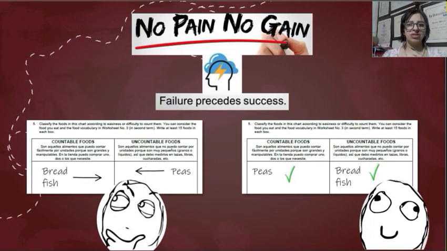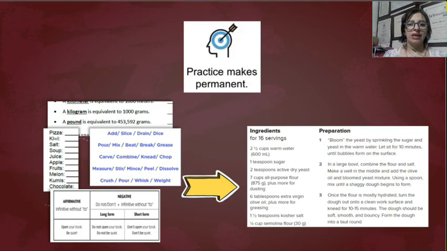Especially this checking of the answers and having the possibility of correcting it, plus the rewriting of the recipe in English, are connected to no pain, no gain principle. And finally, the use of all these vocabulary and grammar structures on writing the recipe is also a way of practice makes perfect.